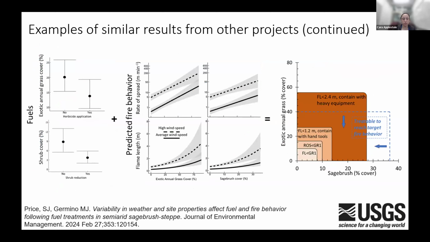This is one final additional project that Matt and Jake did, looking at how fuel breaks affect simulated fire behavior. In this study, they identified a target percent cover of sagebrush and exotic annual grass that was needed to keep flame lengths under a certain size that were containable with different methods. So, the flame lengths you'd need to contain fires with heavy equipment versus hand tools, and then getting down in this lower cover range, it would be fairly containable. We're going to be expanding a lot on this work to get at those specific cover thresholds for the different fuel types that should be applicable across the entire Great Basin.